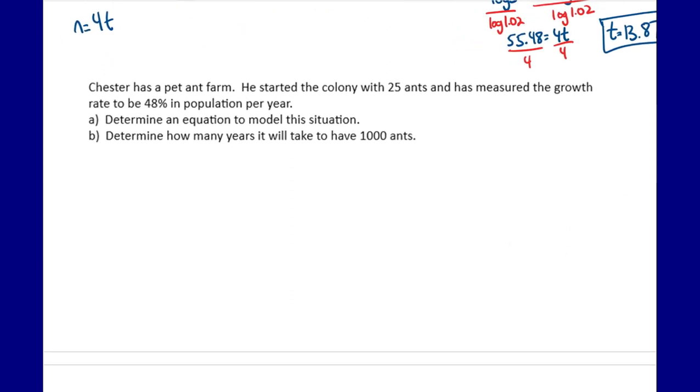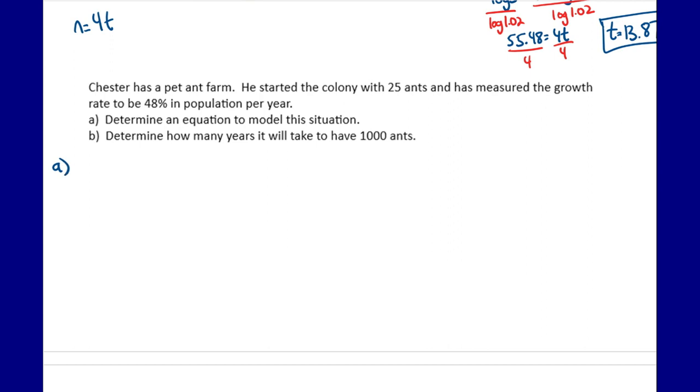Next one, Chester has a pet ant farm. He started the colony with 25 ants and has measured the growth rate to be 48% in population per year. First, we want to determine an equation to model this, and then we want to determine how many years it will take to have 1,000 ants.